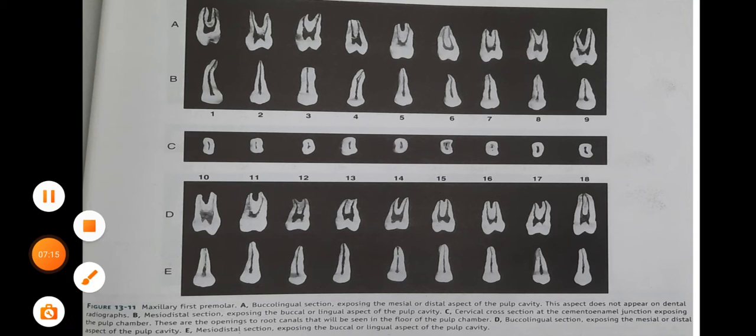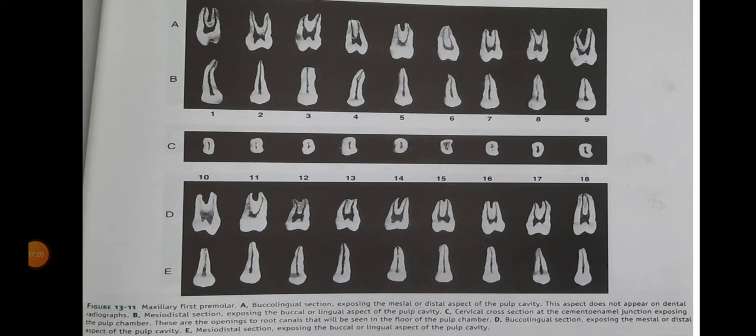The apical foramen appears to exit at the tip of the root most of the time. You can see this in figure 13.11 B1, 2, 3 and 6 through 9, E10 and 12 through 18. But some appear to exit on the mesial or distal aspects of the root. You can see this in figure 13.11 B4 and 5 and E11.